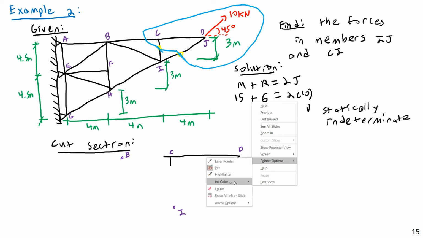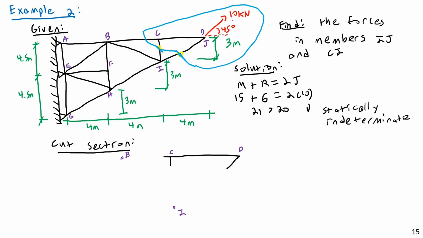Now let's go ahead and show our forces. I'm just going to break up the 10 kilonewton force into its x and y components. So I'm going to have 10 kilonewtons times the sine or the cosine of 45 degrees, which of course is just root 2 over 2. So that's 10 root 2 over 2, which is just 5 root 2 kilonewtons in the horizontal direction, and 5 root 2 kilonewtons in the vertical direction.